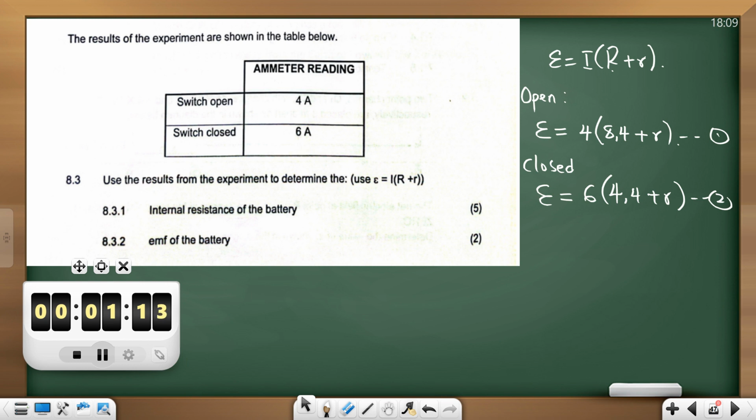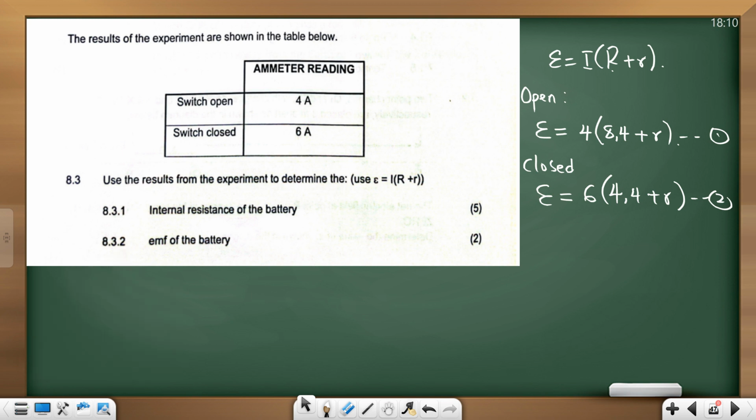Right, lovely. Good, thank you. You have your EMF now. Get the R, get the small R. But why are you getting EMF first though? Don't get EMF first, because you cannot use 8.3.2 to answer 8.3.1. How can you use it?